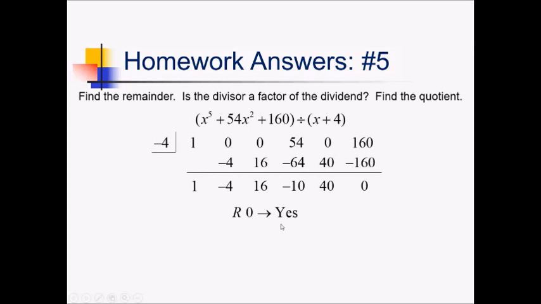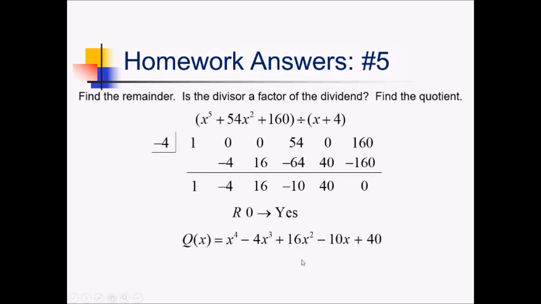And for the quotient, we're going to start with an x to the fourth term because we divided an x to the fifth expression by an x, so it's 1 exponent lower. So we have 1 x to the fourth using these coefficients down here, minus 4x cubed plus 16x squared minus 10x plus the constant 40.